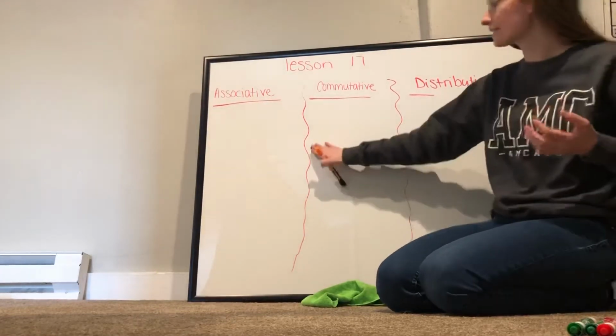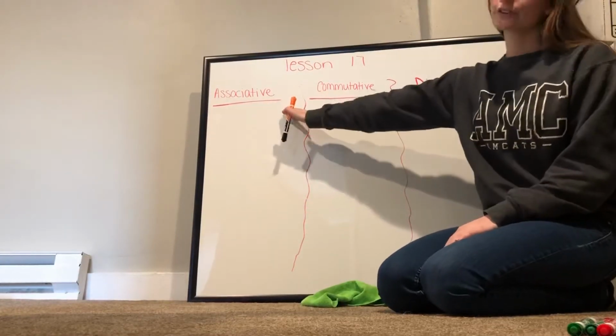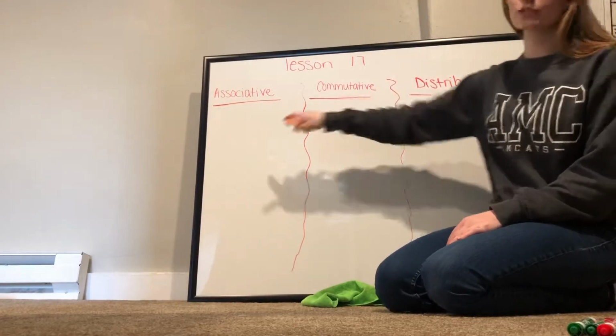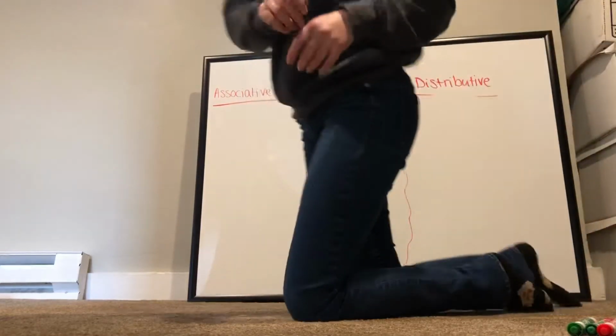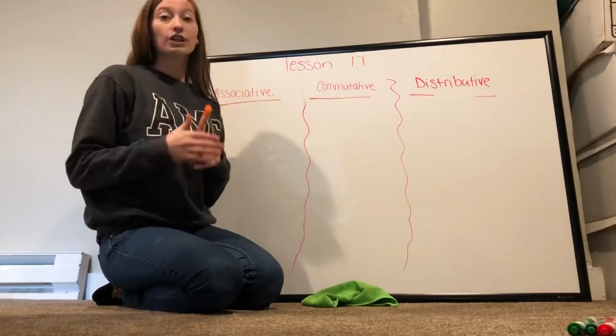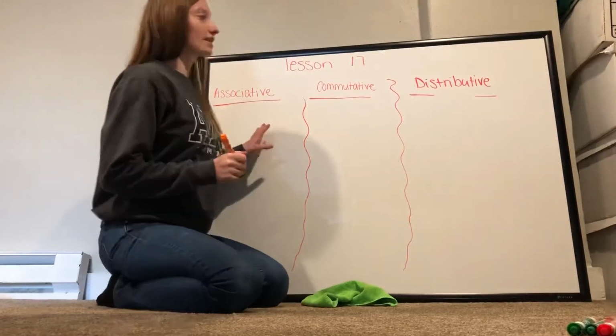So for lesson 17, there's 3 vocab words that we want to focus on. We have associative property, commutative property, and distributive property. So we're going to start with the associative one. The associative property tells you that no matter which way you regroup numbers, it'll always be the same. So this one uses addition.